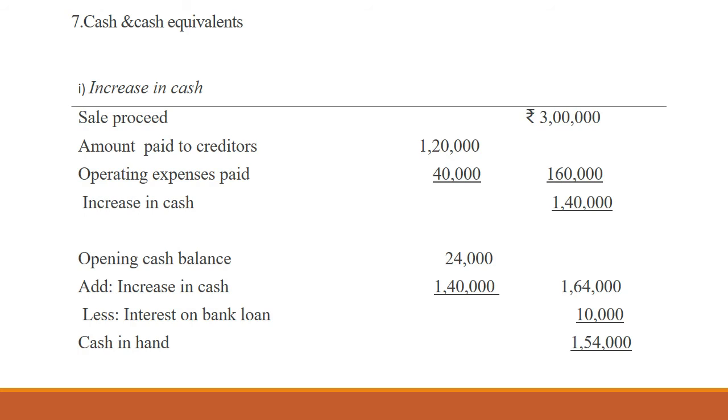Opening cash balance is given in the question, 24,000. Now add increase in cash, 1,40,000 from the previous statement. It becomes 1,64,000. Subtracting interest on bank loan amounting to 10,000, cash in hand becomes 1,54,000. That is the cash in hand in the current situation.